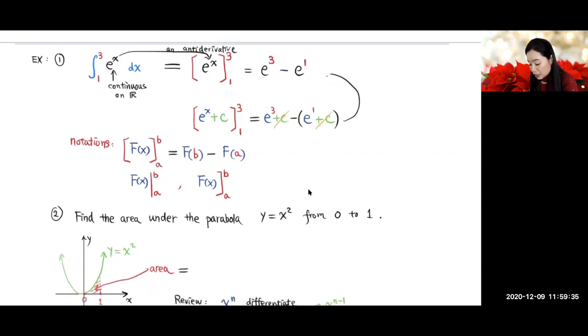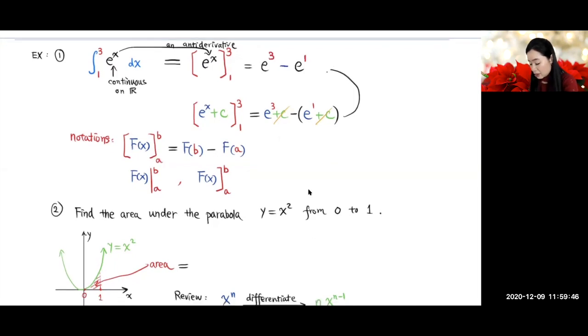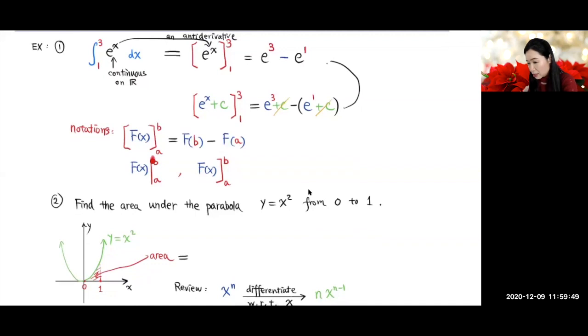Now some notation. This notation here means F(b) minus F(a): substitute b in, subtracting, substitute a in. Or you can use this notation or this notation. They all mean the same thing.